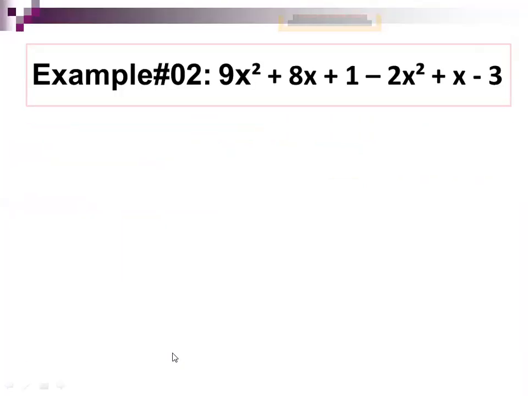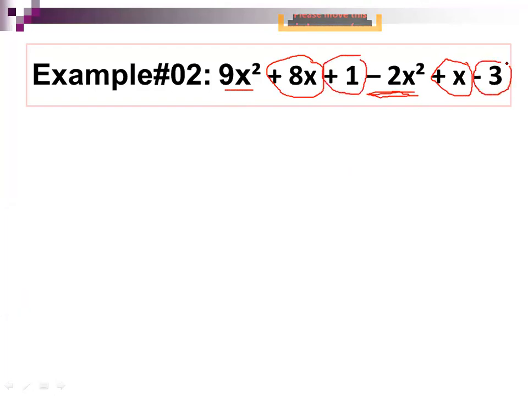Now move on to the next example: 9x squared plus 8x plus 1 minus 2x squared plus x minus 3. First you will identify the like terms. What are your like terms? 9x squared and minus 2x squared, this is the first like term. Then the second like term is plus 8x and plus x. And the last one is your constant, plus 1 and minus 3.